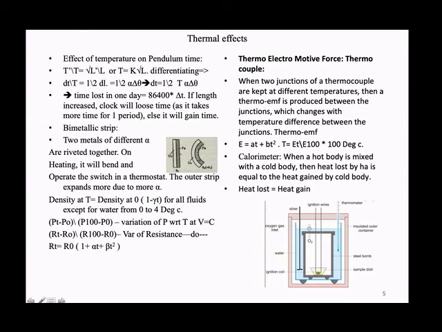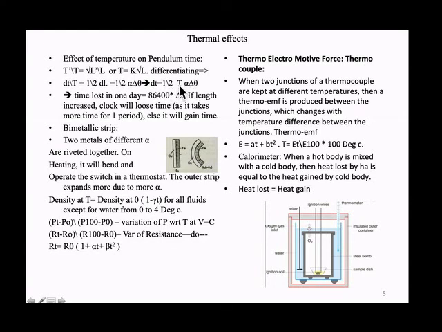Now the pendulum time. How have we defined the time period of a pendulum? 2 pi root L by g. So T is directly proportional to root L. When I take differentiation, dT is proportional to half dL. So dT is half into T alpha d theta.